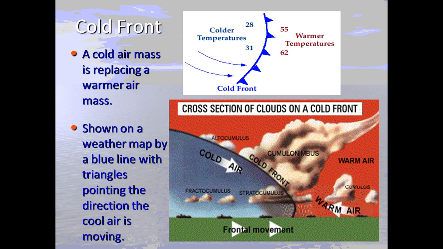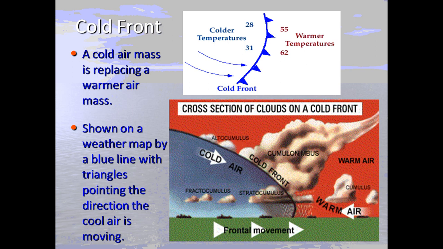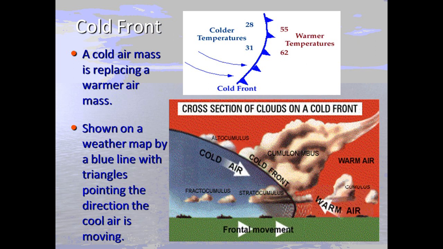Now, with the cold front, you have a cold air mass that is replacing the warmer air mass. That can be shown on the weather map by the blue line with the triangles pointing in the direction the cool air is moving. Because the cooler air is more dense and heavier, it tends to go underneath while the warm air naturally rises. So when you have a cold front, anywhere it is going, it causes those warmer temperatures to cool down.